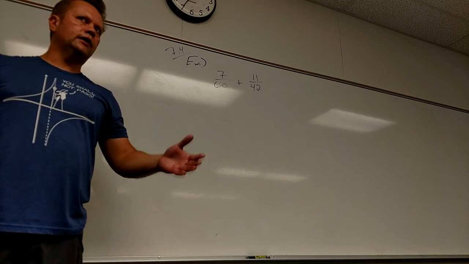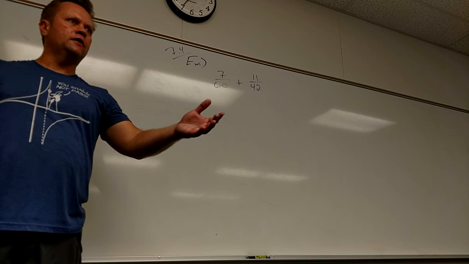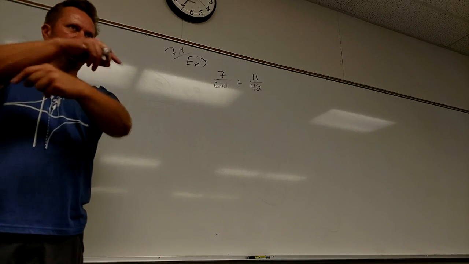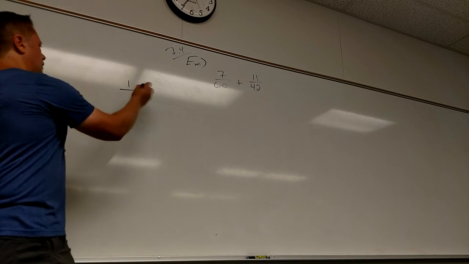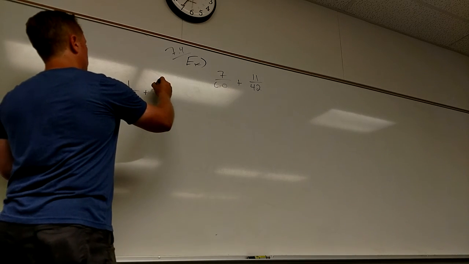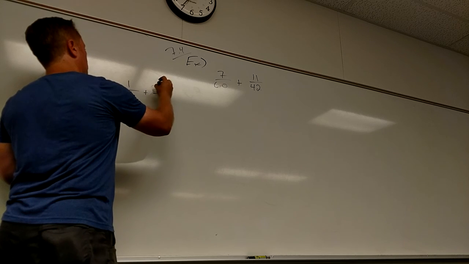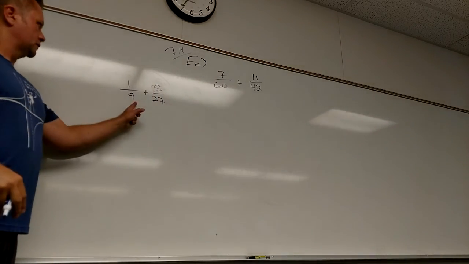The whole idea of getting an LCD is work with what they already have, give them what they're missing relative to the other one, and then they're both the same. So what do I mean by that? An easier problem would be 1/9 plus 5/27. So what's he missing that he's got?